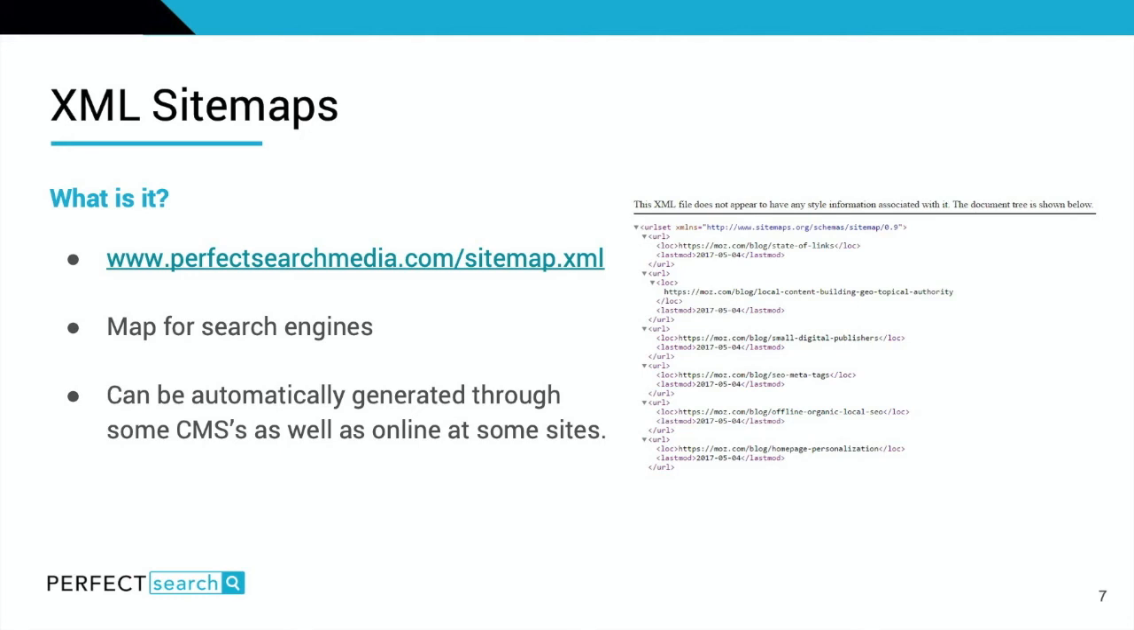Where you'll find it is at the root domain /sitemap.xml. Sometimes this might be sitemap_index.xml if you're using a plugin, but typically that's how you find it. So it can be automatically generated through some CMSs. You can use Screaming Frog to create one, but above all, it should link to the most important pages on your website.